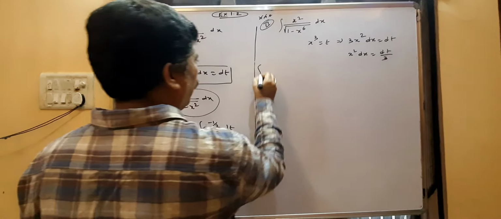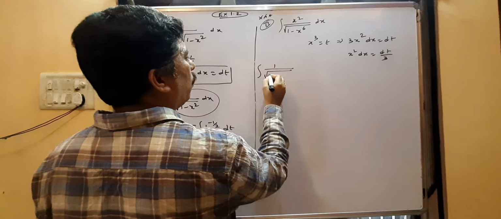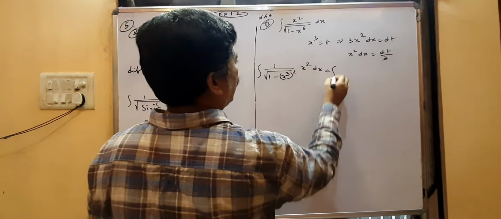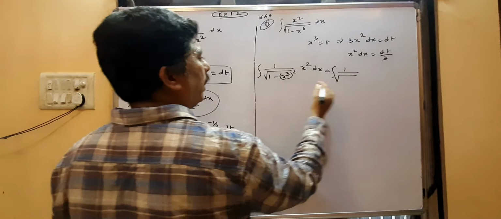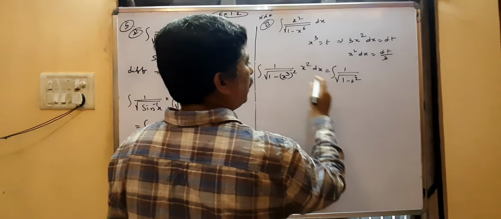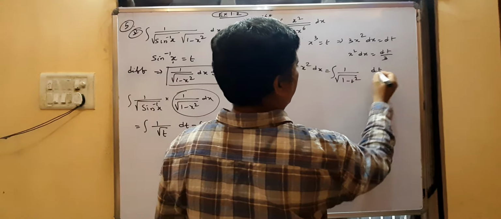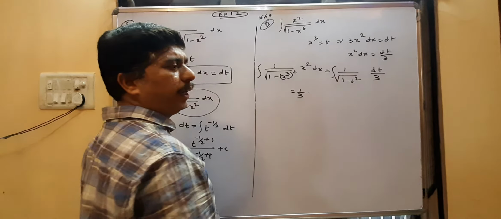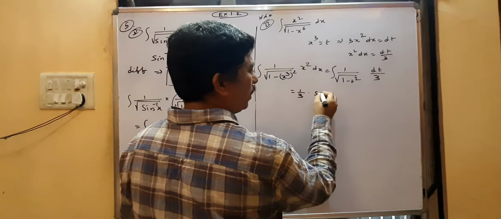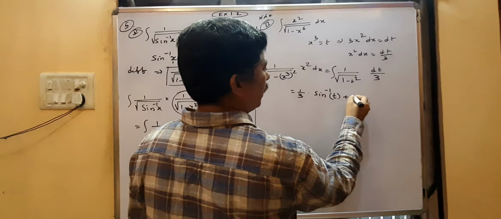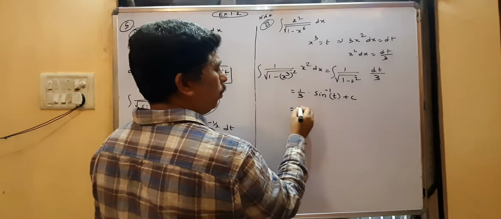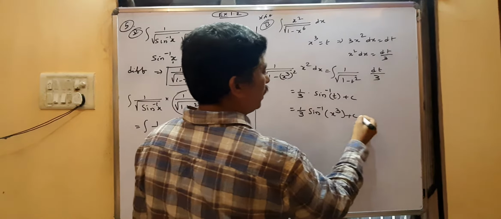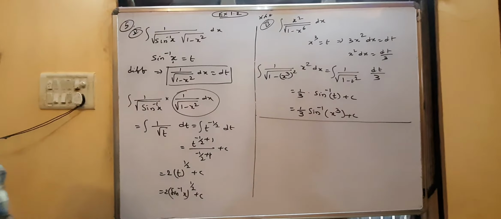Then this is the integral of 1 by root of 1 minus x cube whole square into x square dx, equal to 1 by root of 1 minus t square, x square dx is dt by 3. 1 by 3 into integral 1 by root of 1 minus x square is sin inverse x. Sin inverse t plus c. What is the t value? x cube. So 1 by 3 into sin inverse of x cube plus c. Copy it.